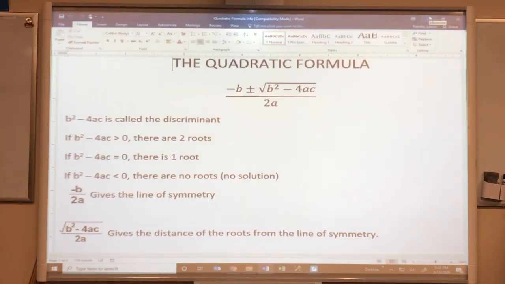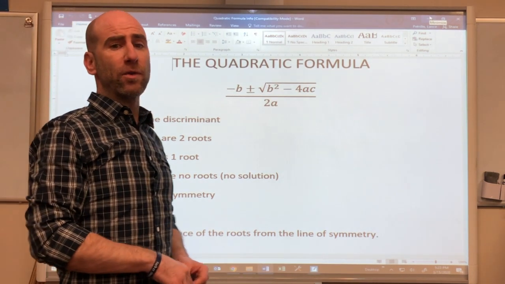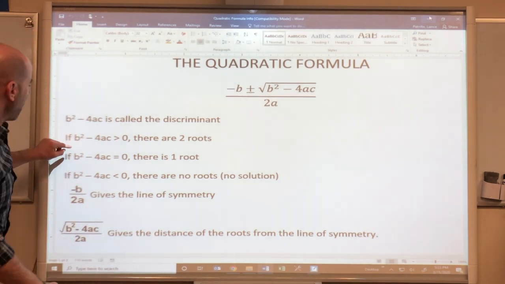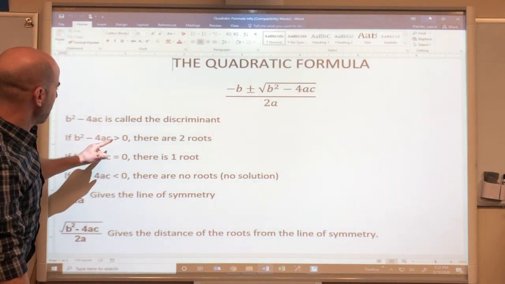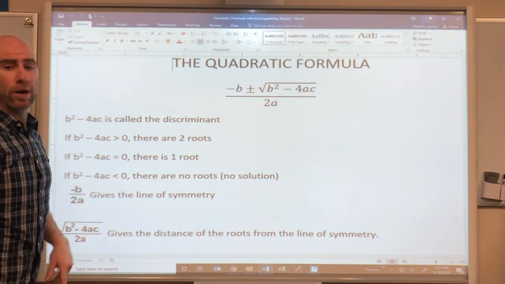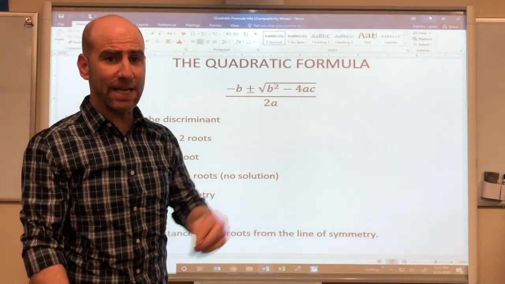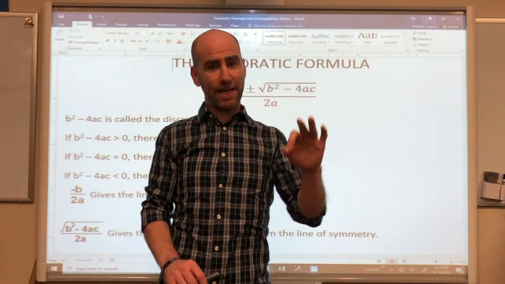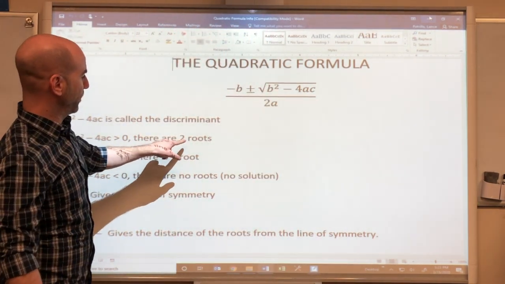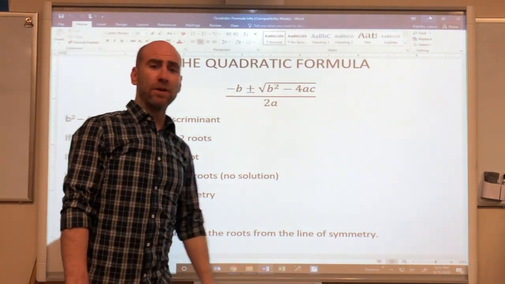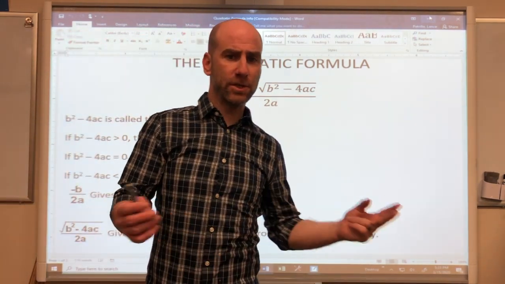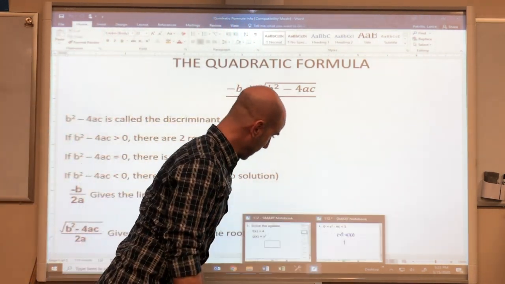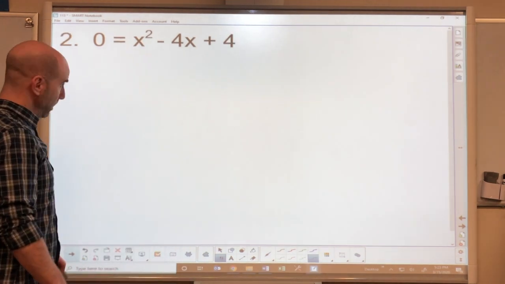Okay, so the discriminant was 4. And take a look here. It says if b squared minus 4ac is greater than 0, or in other words, if the discriminant is positive, there are 2 roots. So now we know that there are going to be 2 solutions to the quadratic equation. Okay, let's go back here.